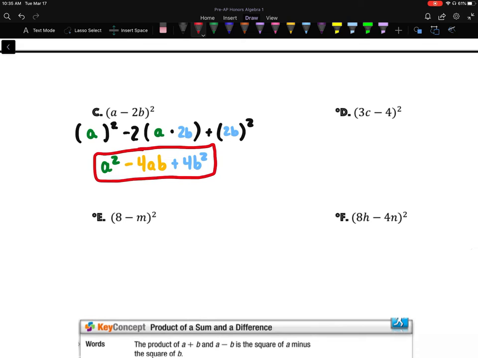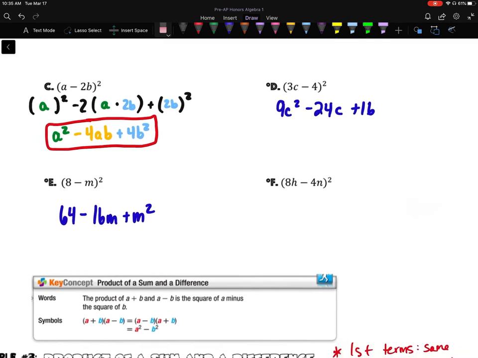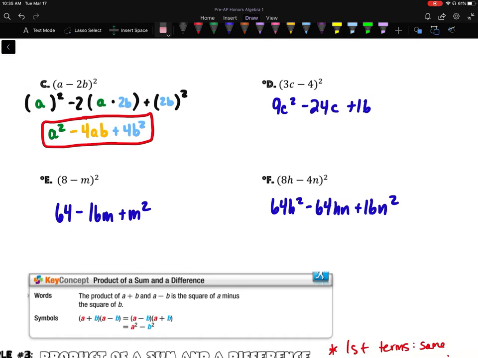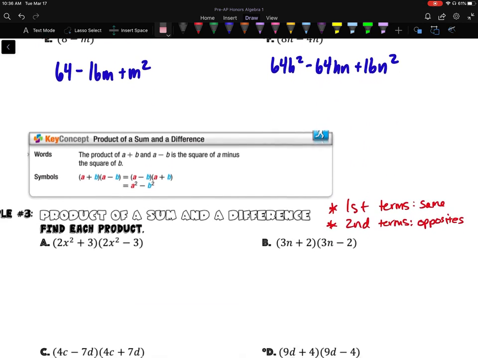All right, so again, pause the video, try D, E, and F on your own. When you think you have a solution, unpause it, check yours compared to mine. For D, you should have gotten 9c squared minus 24c plus 16. For E, you should have gotten 64 minus 16m plus m squared. And for F, you should have gotten 64h squared minus 64hn plus 16n squared.